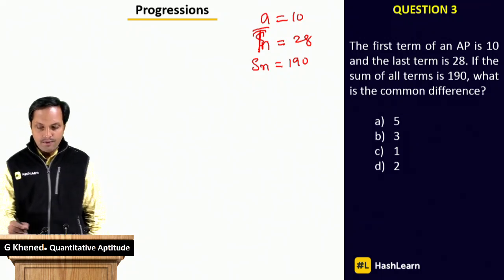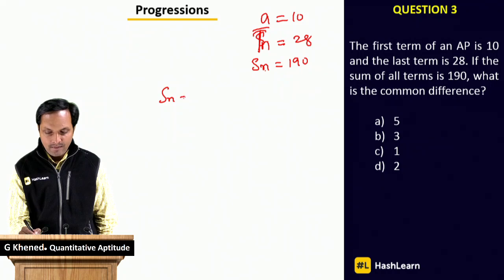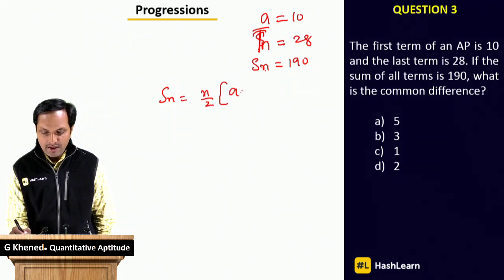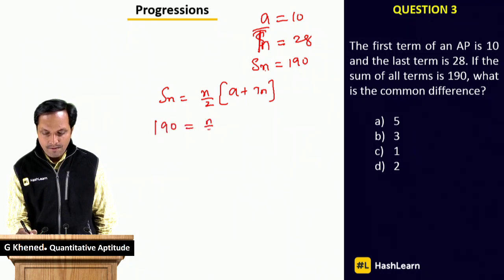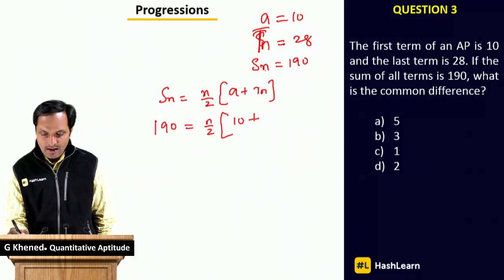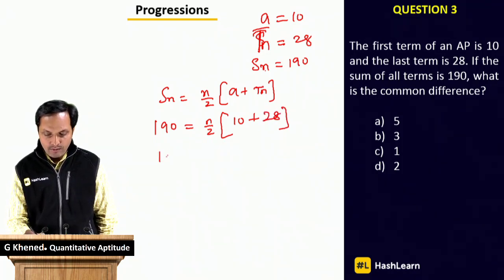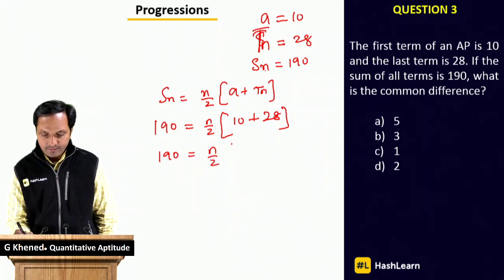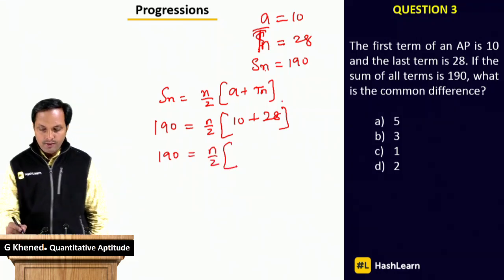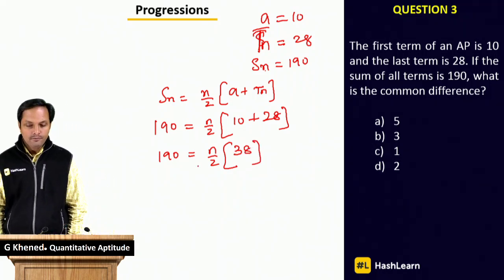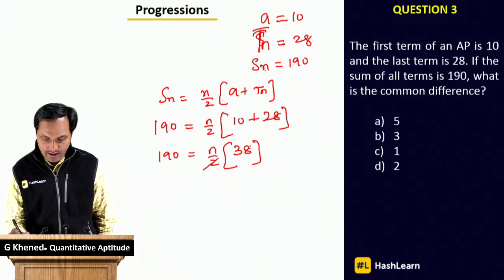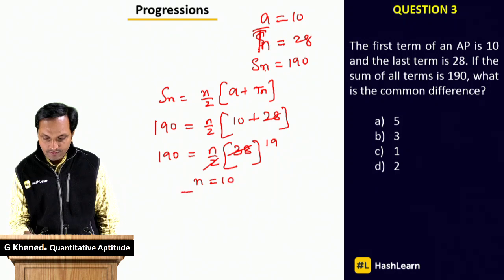So to find the common difference, you know that Sn is n by 2 into A plus Tn, where Tn is the last term. Sn is 190, n we need to find, A is 10 and the last term Tn is 28. So 190 is equal to n by 2 into 38. You can cancel 2 ones are 2, 2 nines are 18. So n will be equal to 10.